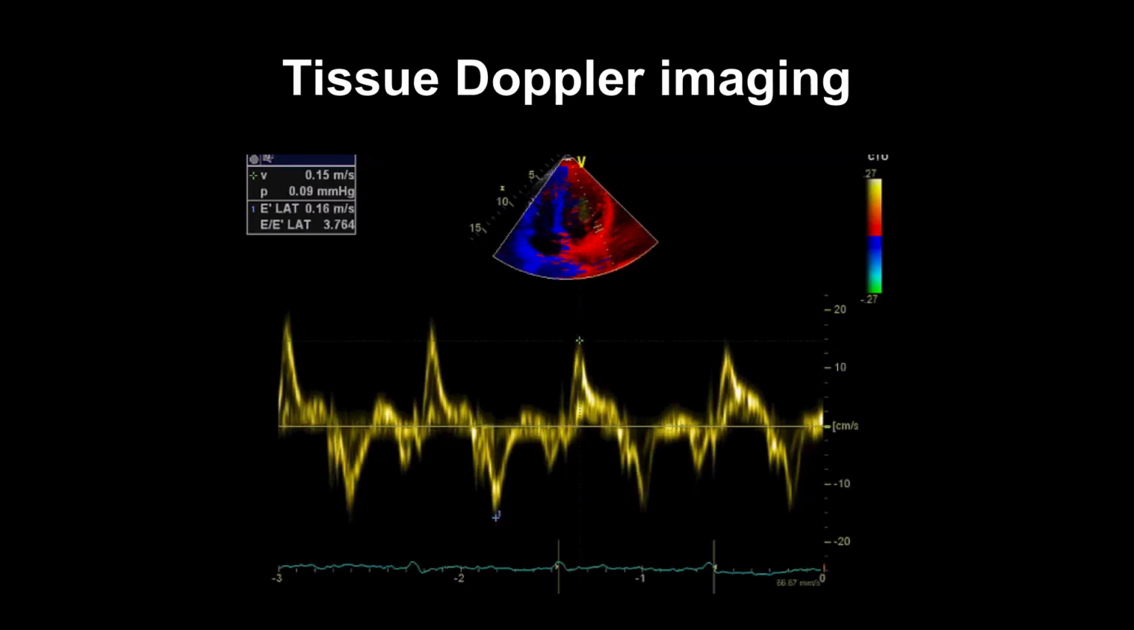Modern echo machines can do a number of other things as well. But if you use the modalities that we've talked about in this lesson, you're going to be able to make a pretty good assessment of most cardiac abnormality. And you can always ask for the other modalities at a later date if you require them.